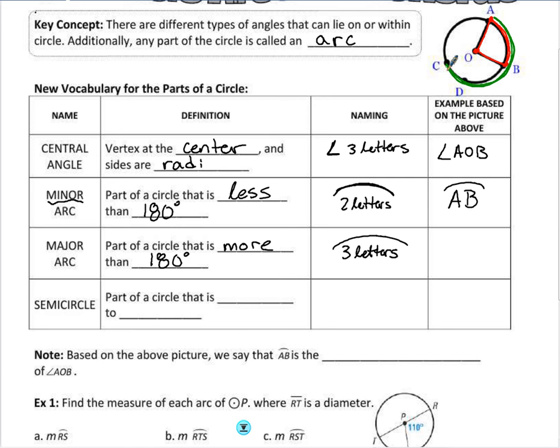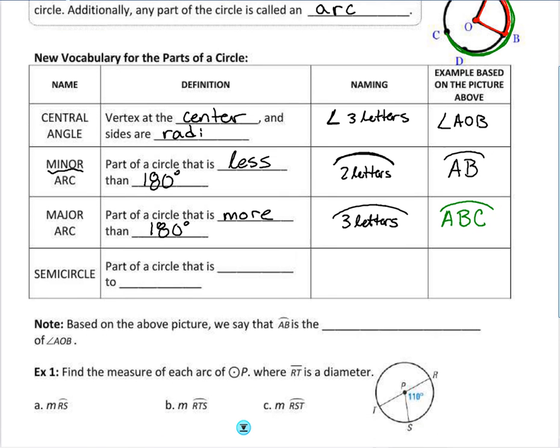So we'll start at A, because that's where my starting point is, clockwise. And then I can go to B, and then I end up at letter C. So then I'm going to draw my arc symbol, and that would represent an arc ABC. Okay? ABC.